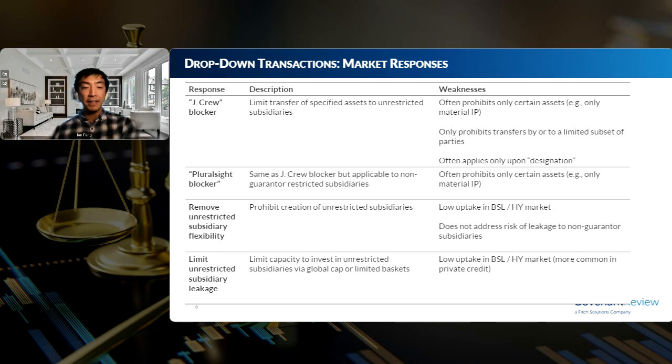They'd be able to look at that global cap and actually understand how much capacity can go into unrestricted subsidiaries. If it's drafted correctly, you don't have to worry about loopholes. You don't have to worry about these two-step processes that create more capacity than you expected. The global cap would certainly take care of that. Again, the problem, it's just not a thing in the large cap, broadly syndicated loan market or high yield indentures. You do see it, however, in private credit on a fairly regular basis.